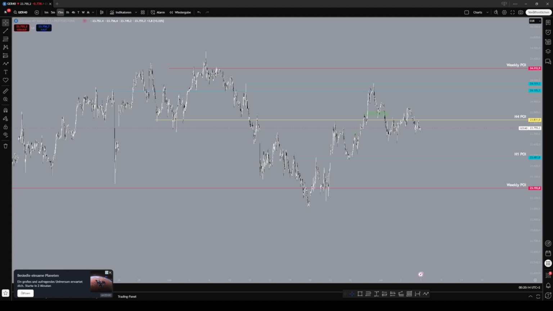Last time we discussed trends and trend structures, and today I want to show you how we can use a mathematical concept to identify key retracement points of these trend structures and how we can use these retracement points to enter trades.